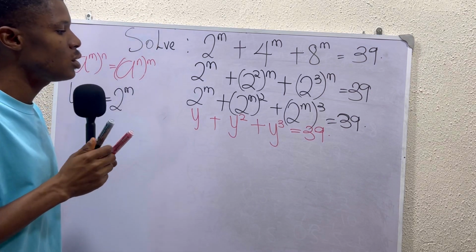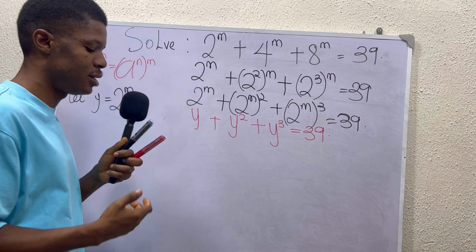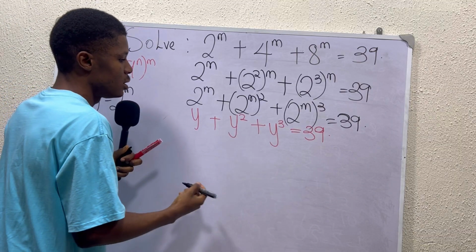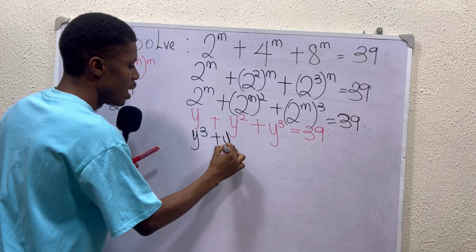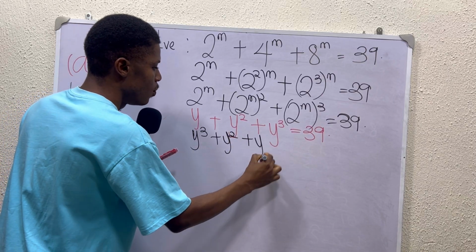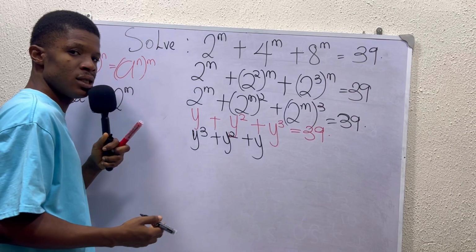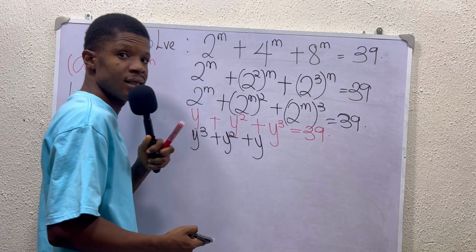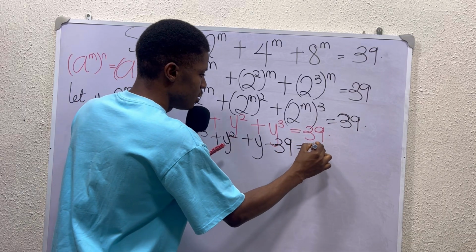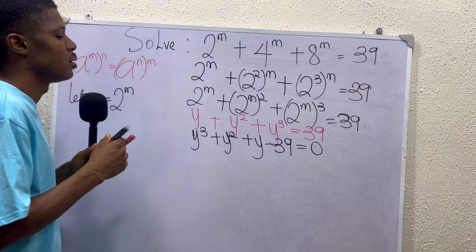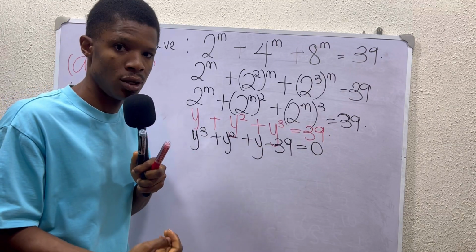Okay, so since we have this now, we can now arrange. So we can now simply start with y cubed plus y squared, then plus y, rearranging the order. Then we now need to equate it to 0, so we subtract 39 from both sides, minus 39, and that equals 0. Good. So you can now see that this is clearly a cubic equation.